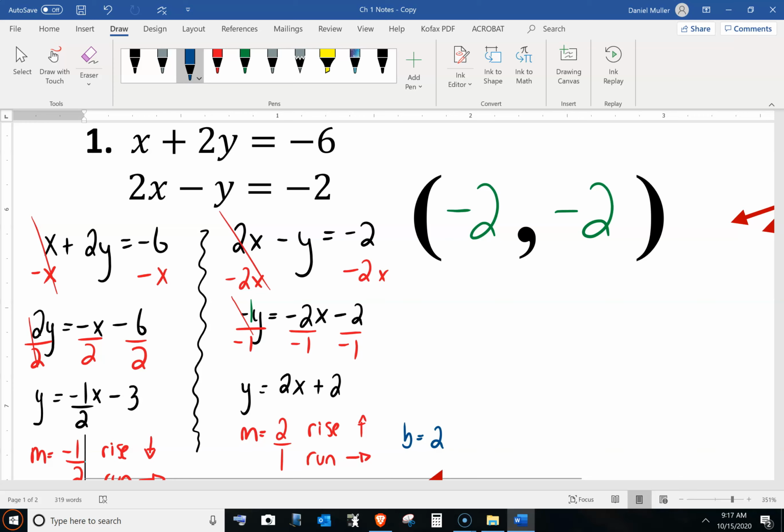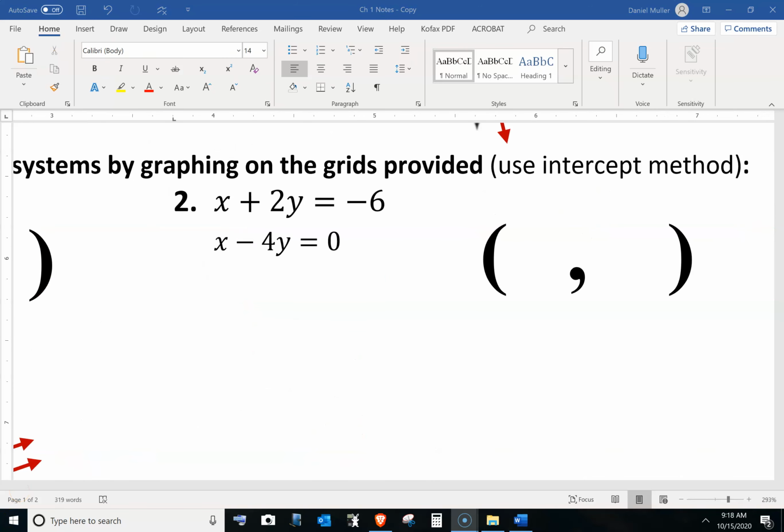Okay, so let's do the next question. The next one here: x plus 2y equals -6, and x minus 4y equals 0. Neither of these are written as y equals mx plus b. The y is not alone, so we're going to have to do the same thing we did on the previous question.